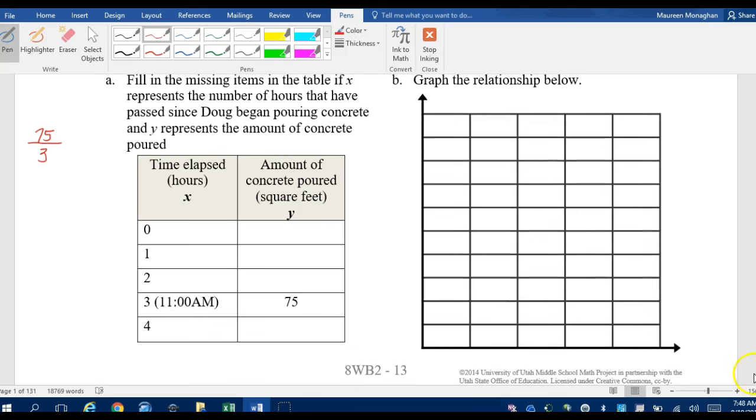Now we're going to fill in this table. So 75 to 3. Here it is: 3 hours, 75 square feet. We have to fill in the rest of this. Go ahead and do that. I'm going to give you a hint. How do you go from 3 to 75? What's the multiplier? The multiplier is 25. Use that hint.